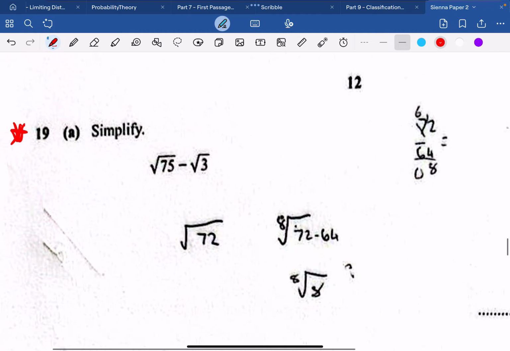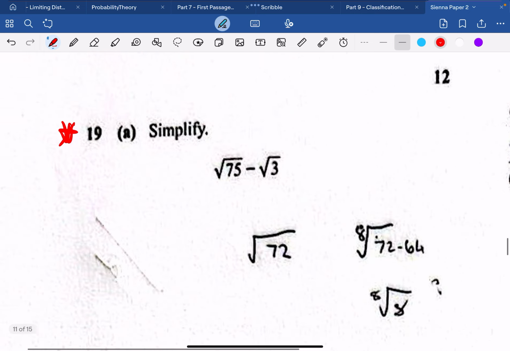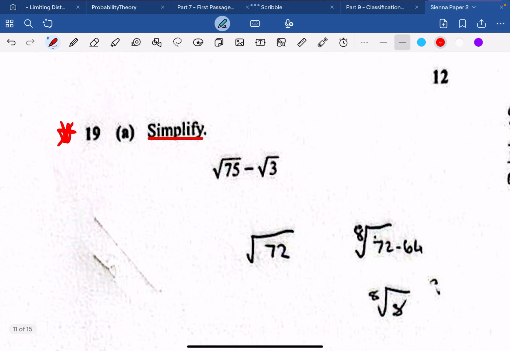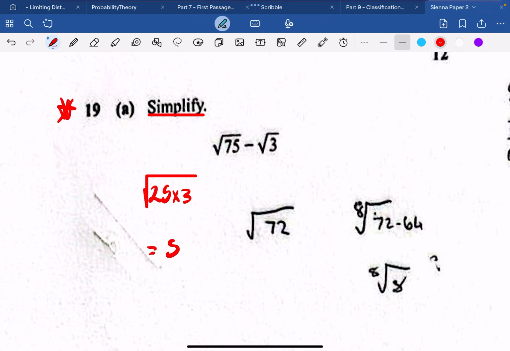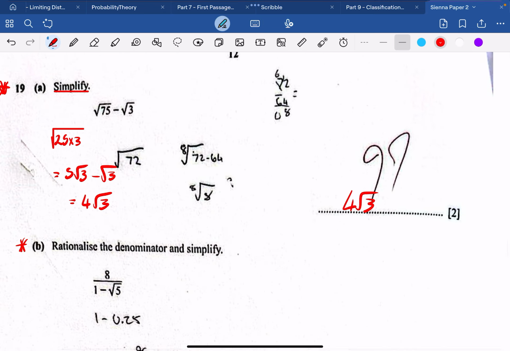Okay, simplify root 75 minus root 3. So this is surds, right? We worked through this in our lesson, but I'm sure you're able to do this question now, but let's just have a quick chat. So root 75 is the same as root 25 times 3. So that's just the same as 5 root 3. So 5 root 3 minus root 3 is equal to 4 root 3. There's our answer, 4 root 3.